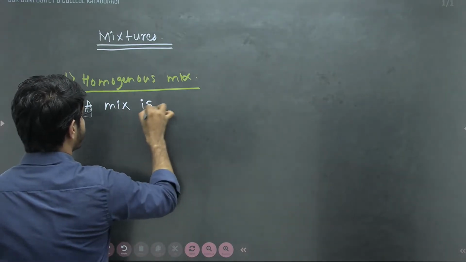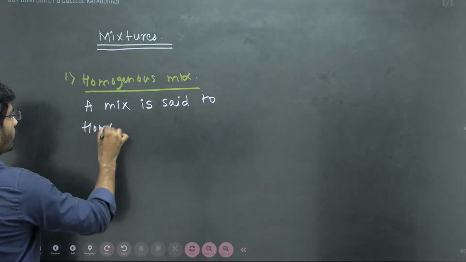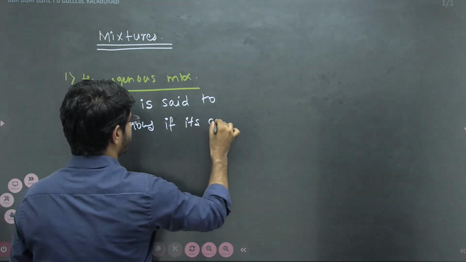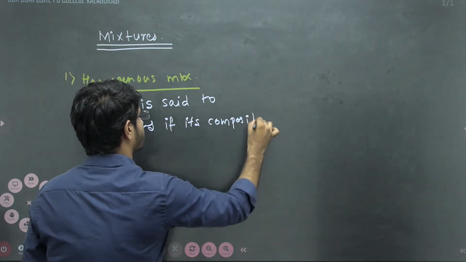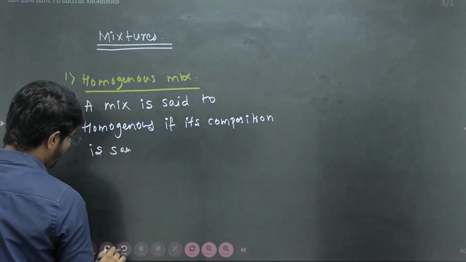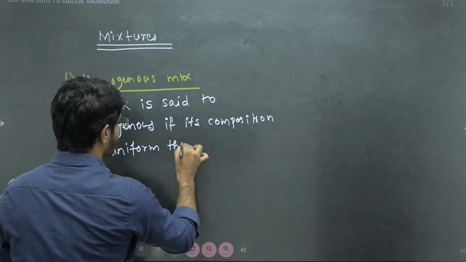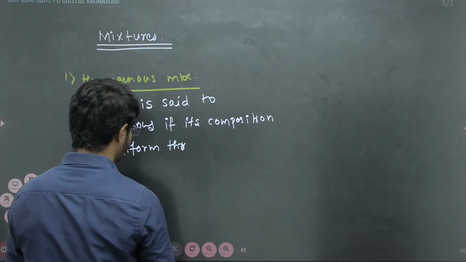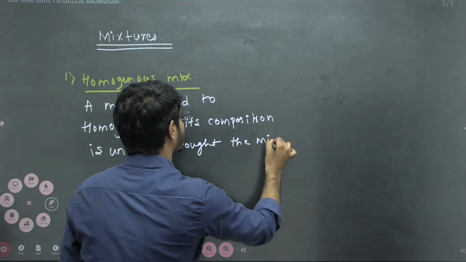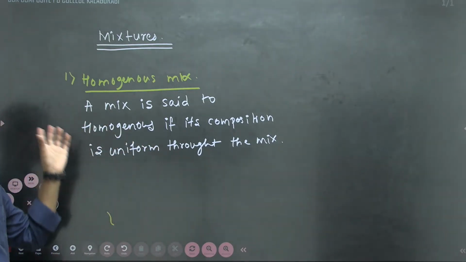If it is uniform throughout the mixture, a mixture is said to be homogeneous if its composition is uniform throughout the mixture. Instead of same, you can write uniform. The composition is uniform throughout the mixture, then we call it a homogeneous mixture.